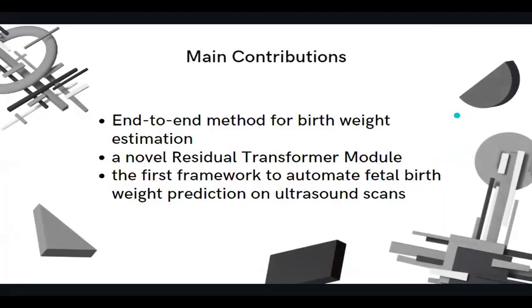The main contribution of this paper is an end-to-end method for birth weight estimation based on fetal ultrasound video scans. They also give a novel residual transformer module by adding temporal positioning to a 3D multi-head self-attention in 3D ResNet-based neural networks. To the best of the authors' knowledge, BabyNet is the first framework to automate fetal birth weight predictions on ultrasound scans, and it was trained and validated with data acquired 1 day before delivery. So that would be the most accurate birth weight.